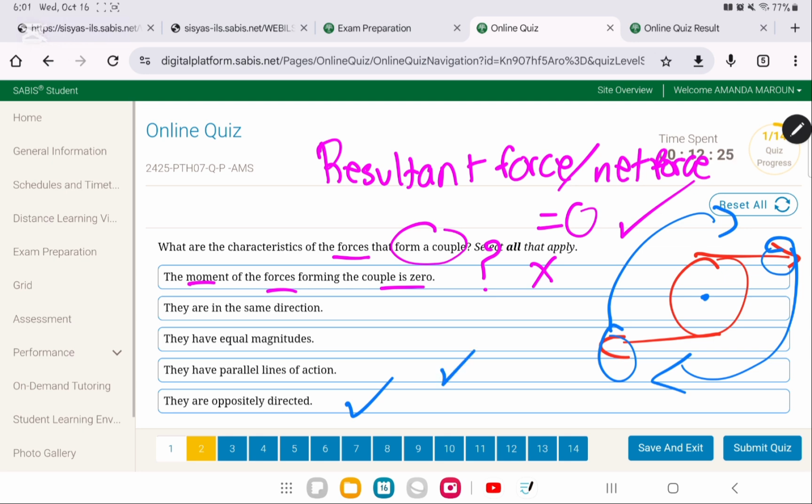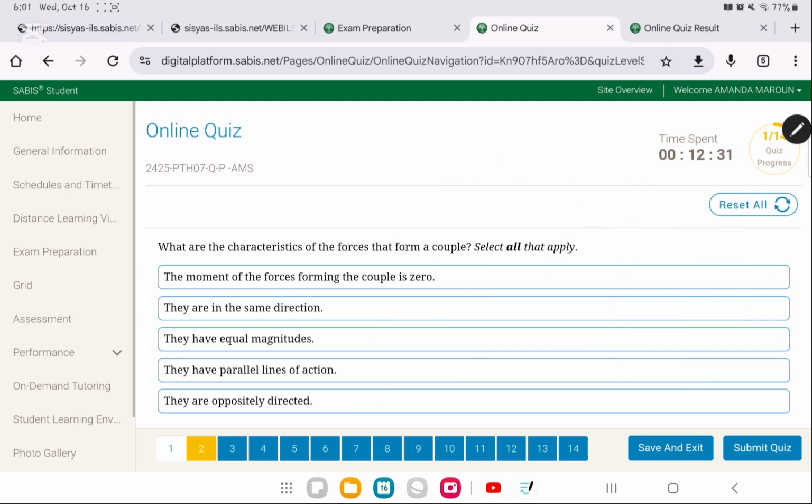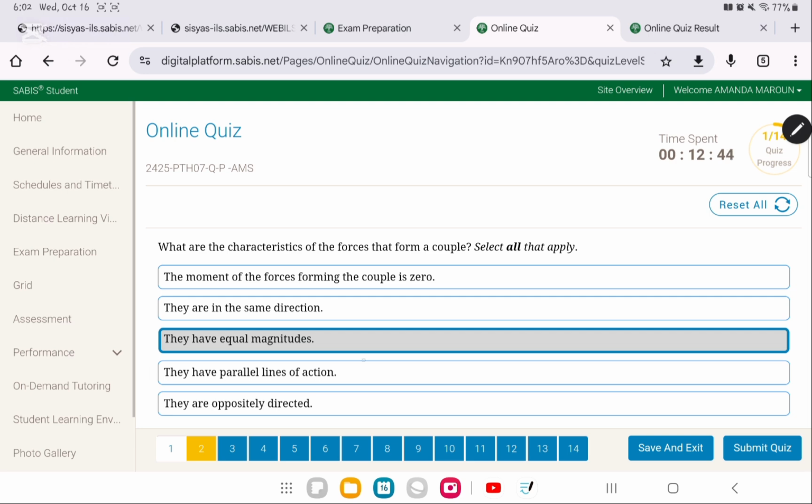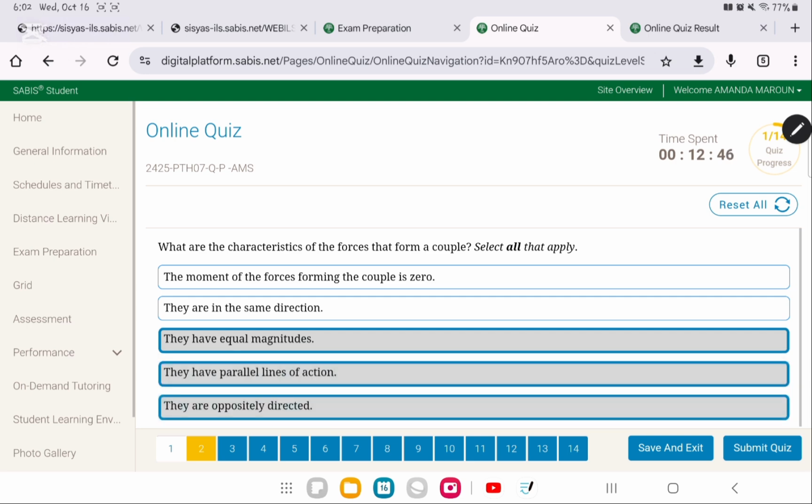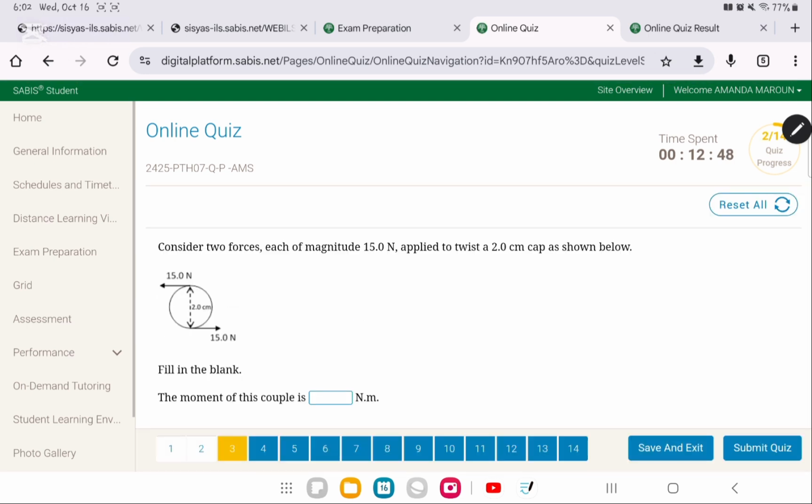They are parallel lines and they have equal magnitudes, but they are definitely not in the same direction. So for question number 2, they have equal magnitudes, they have parallel lines of action, and they are oppositely directed.